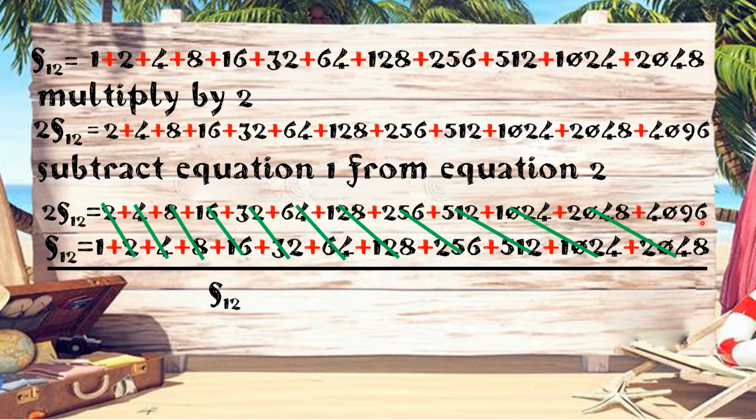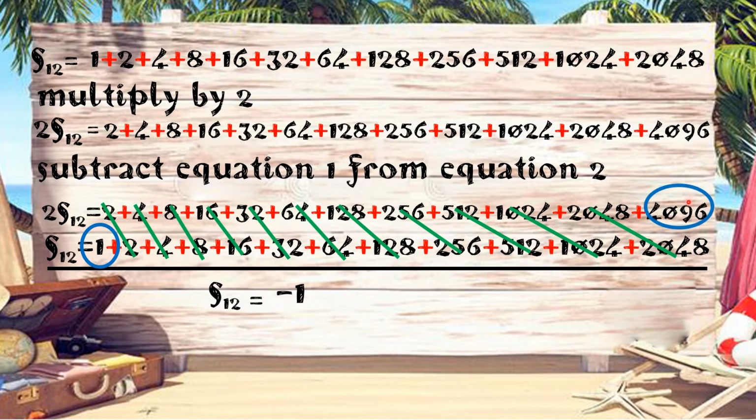What remains is 2S sub 12 minus 1S sub 12. So we have just one S sub 12. 1S sub 12 equals. What remains on the left is positive 1. But remember, we subtracted equation 1 from equation 2. So instead, we have negative 1. The one remaining on the left, again, we subtracted it, so instead of positive 1, it became negative 1.